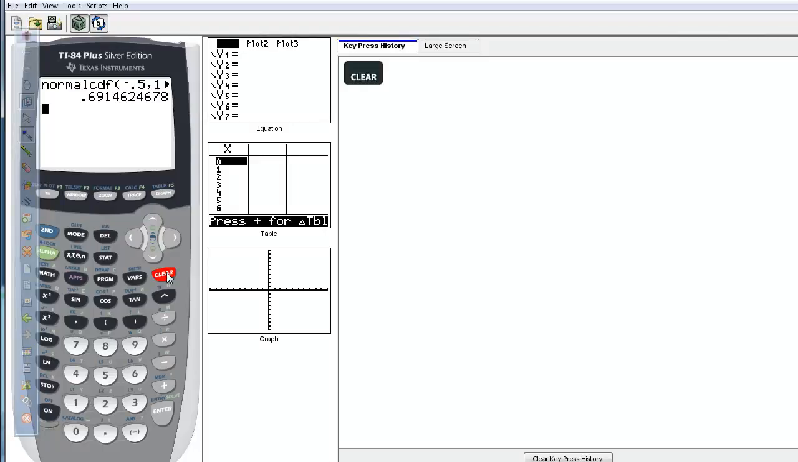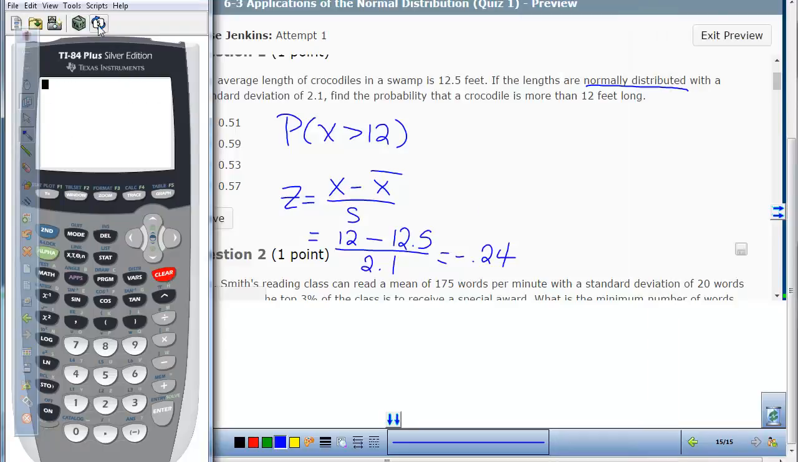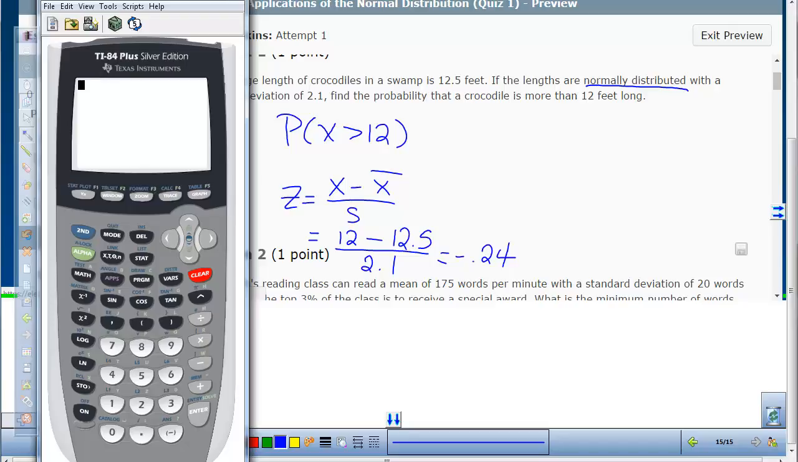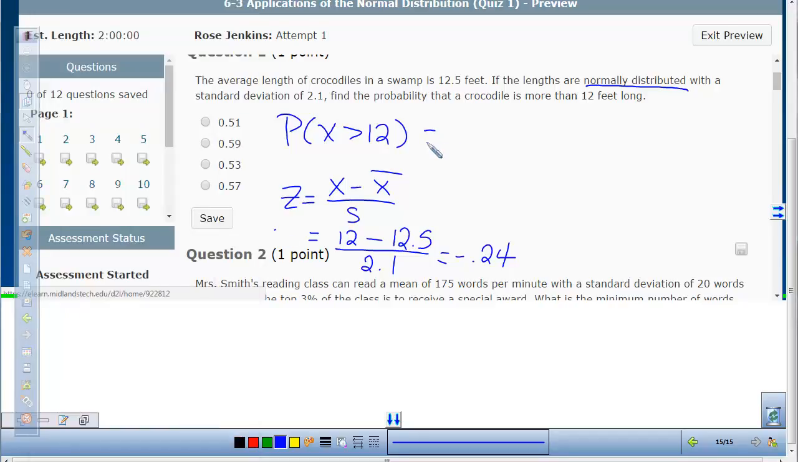And we're going to use normal CDF. On the calculator, I'm going to put in normal CDF. So I'll do second distribution. Number 2 is normal CDF. Put in the probability that z is greater than negative 0.24.